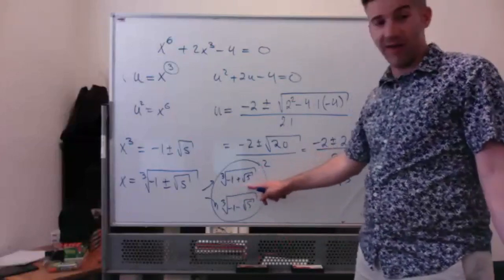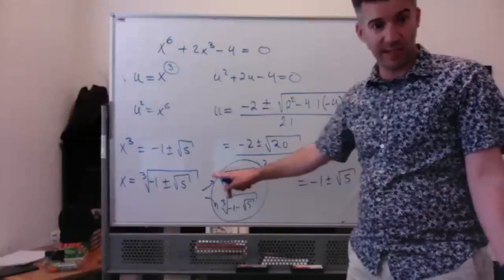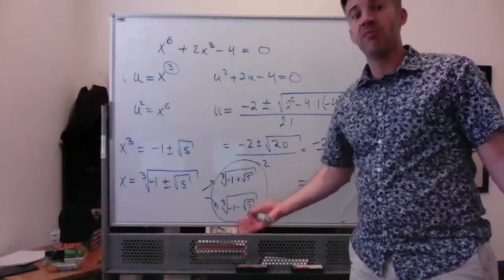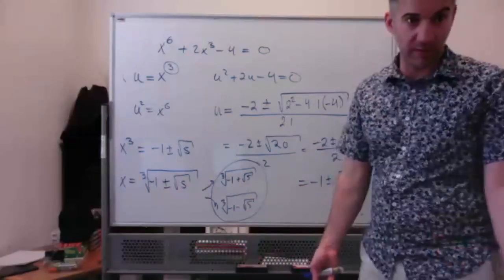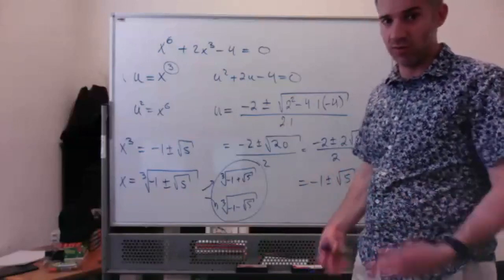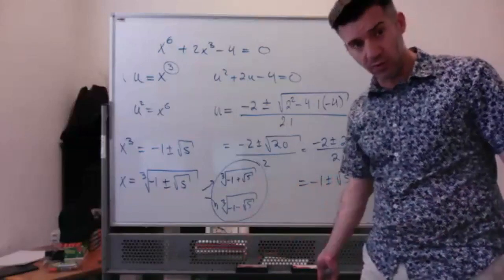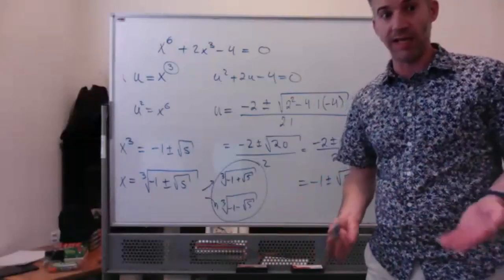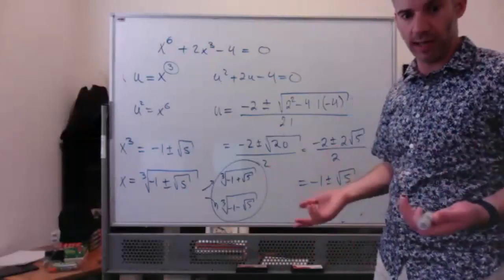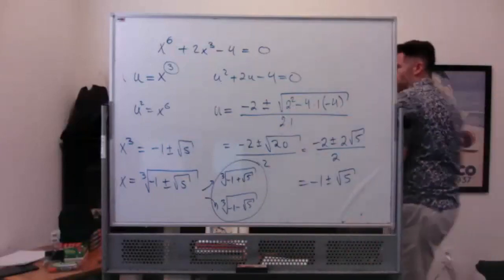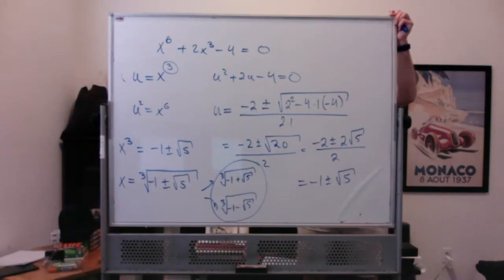-1 plus the square root of 5 is some positive number, and we can take the cube root of that. -1 minus the square root of 5 is some negative number, but you can also take the cube root of a negative number. Odd roots: 5th root, 7th root, cube root, 9th root, 121st root. You can always take the odd root of any positive or negative number and get a real answer. So that's how this quadratic u-substitution stuff works.